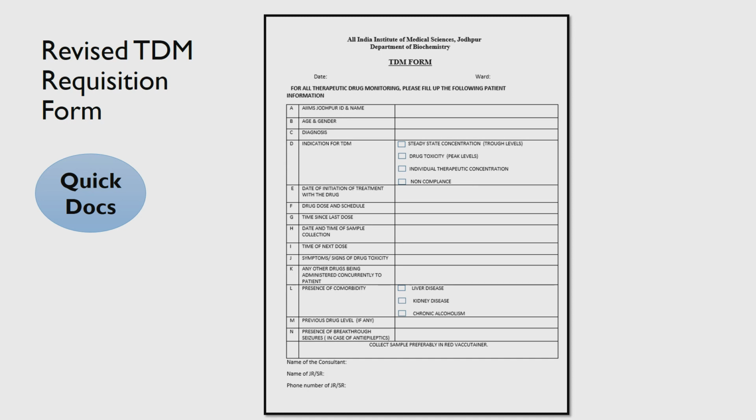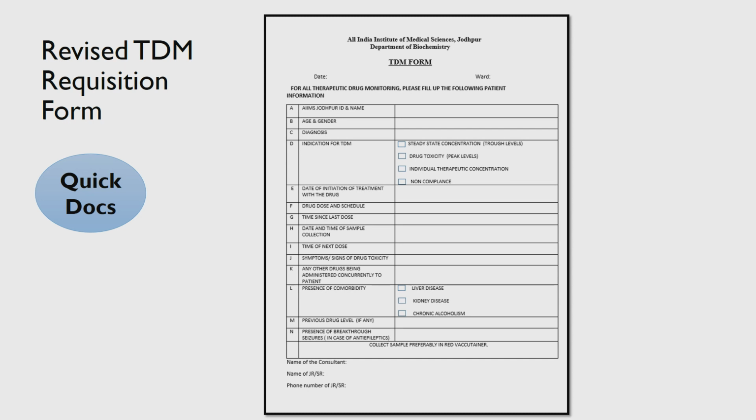One is steady state. Second is toxicity; for toxicity, as discussed, please send peak samples. Steady state is after 4 to 5 half-lives of starting the dose. Third is individual therapeutic concentration after the patient has been stabilized, at 2 intervals. And the last one is non-compliance. As all of you agreed, almost 50 to 60% of people are non-compliant, especially those on long-term anti-epileptics. That will also help us know whether your question has been answered by the one value we are giving. And then, of course, comorbidities as discussed: liver disease, kidney disease, chronic alcoholism.